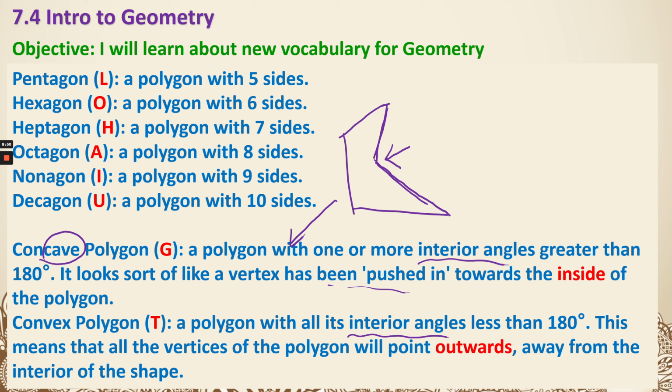Next, for convex, let's say it's still a pentagon. Well, you can see everything is kind of pointing out. If you use the sides to form an arrow, that's an arrow, that's an arrow, that's an arrow, that is an arrow. All the arrows are pointing outwards. So that would be a convex polygon.